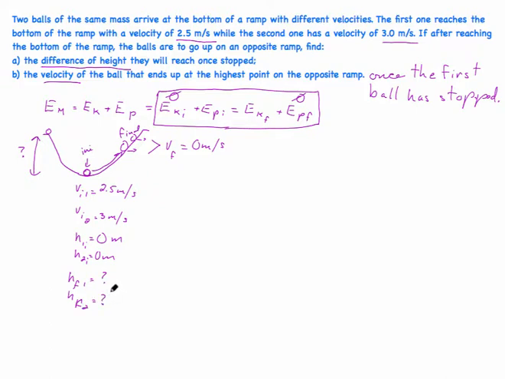So how can we do this? Well, like I said, we're going to be starting with this equality here. I'm going to calculate for the first ball. So here's my number one ball. I've got an EKI plus an EPI equal to an EKF plus an EPF.